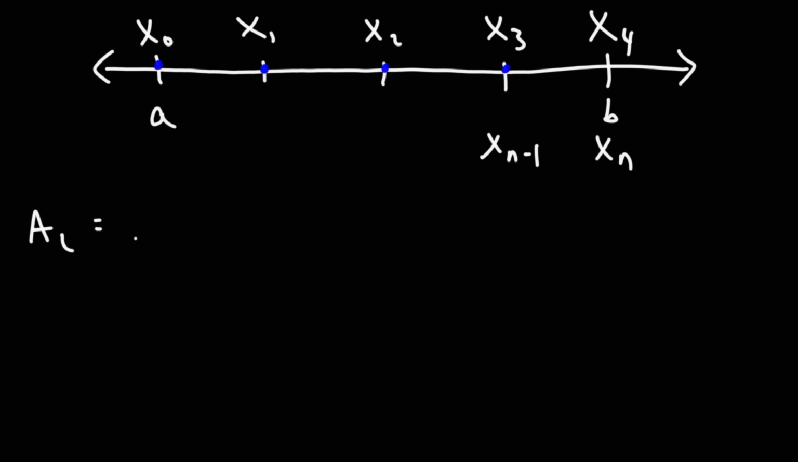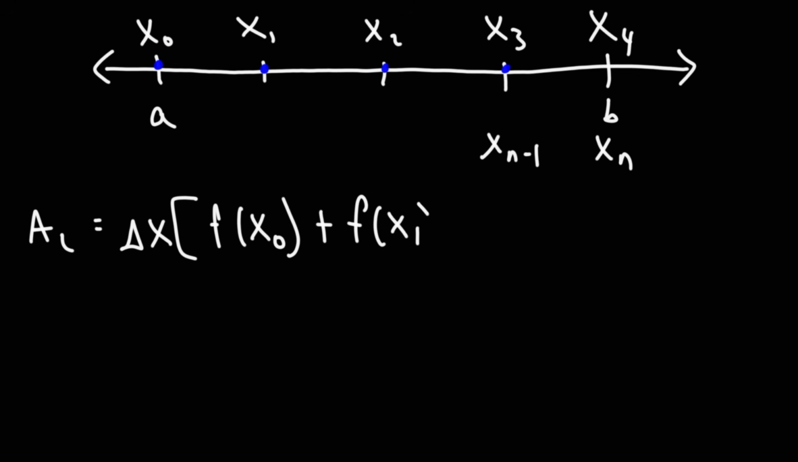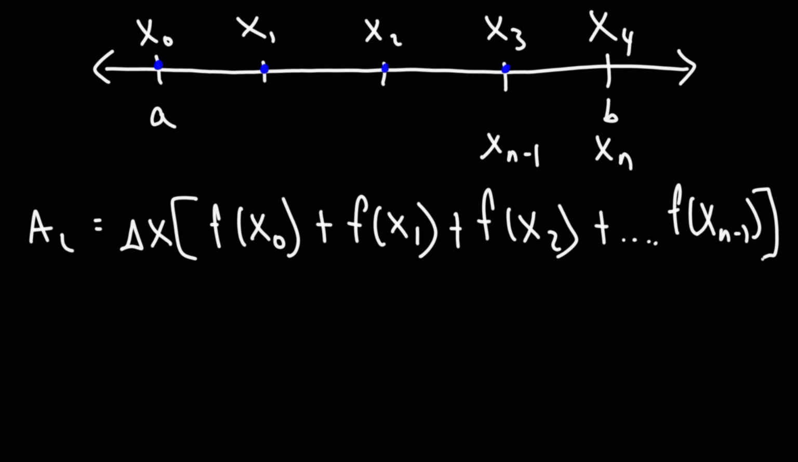So a generic equation for the area using the left endpoints will be delta x, that's the width of each rectangle, and then we're going to add the heights of each rectangle. The first one, starting from the left, is f of x0 plus f of x1 plus f of x2. And we're going to stop at, in this case, f of x3, but in the general case it will be f of x n minus 1. So using the left endpoints, we start from the left and we use all the endpoints except the last one.